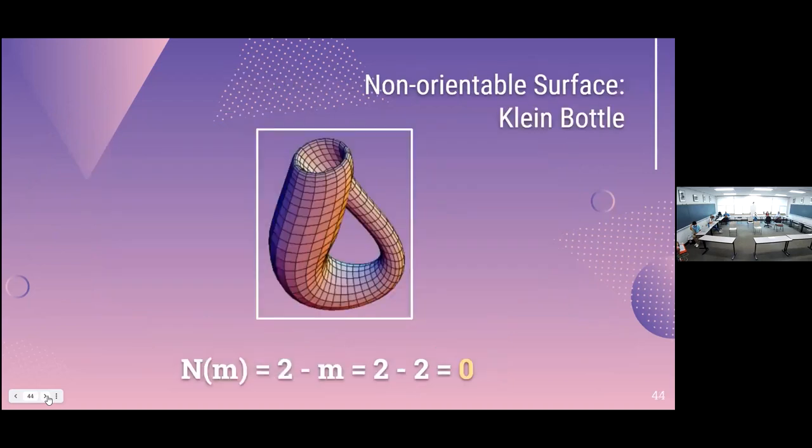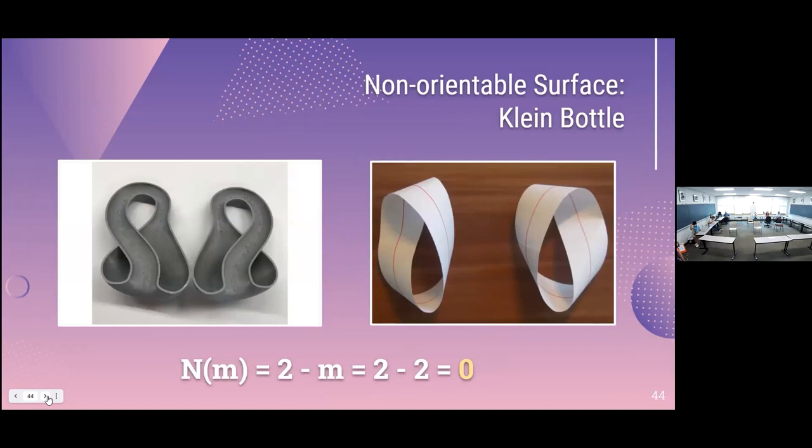One example of a non-orientable surface is called the Klein bottle. Now, if you take the Klein bottle and cut it in half, you will come out with 2 Mobius strips. So what this means is that the Klein bottle has 2 self-intersections. So in order to calculate the Euler number of the Klein bottle, you would take 2 minus 2, which equals 0.